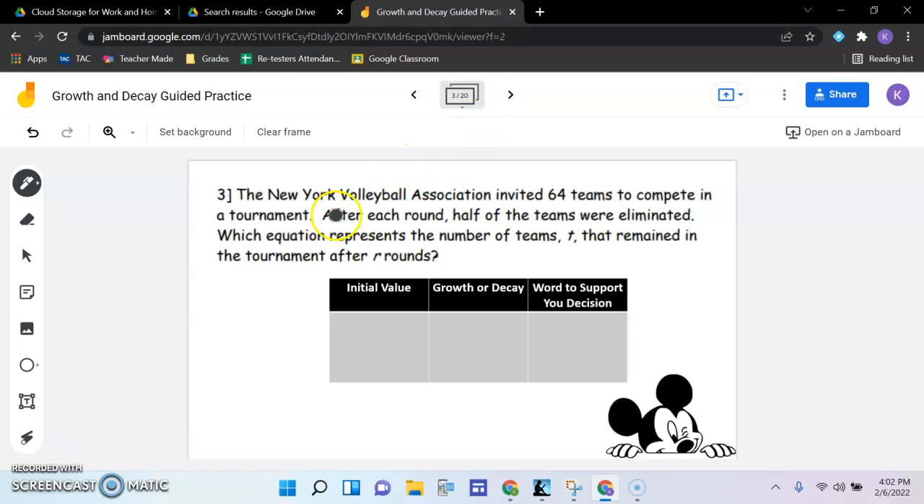The next one. The New York Volleyball Association invited 64 teams to compete in a tournament. After each round, half of the teams were eliminated. Which equation represents the number of teams that remain in the tournament after all rounds? First of all, how many teams did we start off with? 64. That is your answer right there as the initial value.